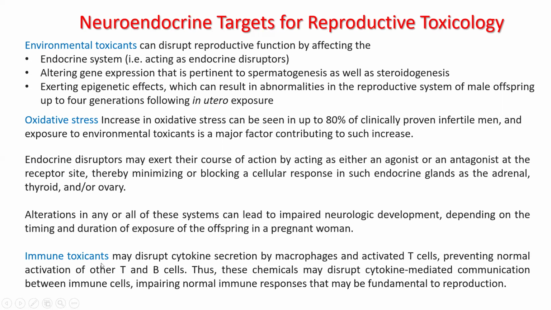Then immune toxicants. Some toxicants affect the immune system. Immune toxicants disturb the cytokine secretion by macrophages and activated T cells, thereby preventing normal activation of other T and B cells. Thus, these chemicals may disturb cytokine-mediated communication between immune cells, impairing normal immune responses that may be fundamental to reproduction. So these are the neuroendocrine targets of the reproductive toxicity.